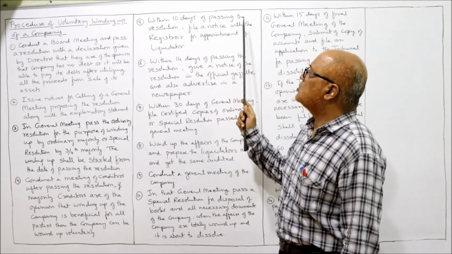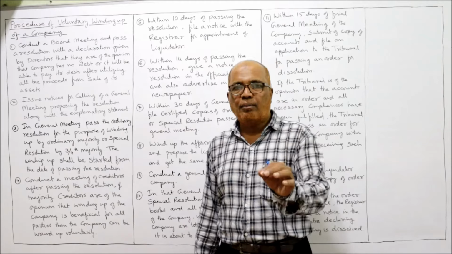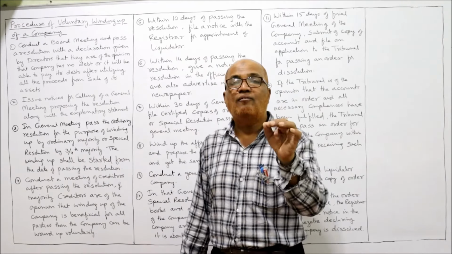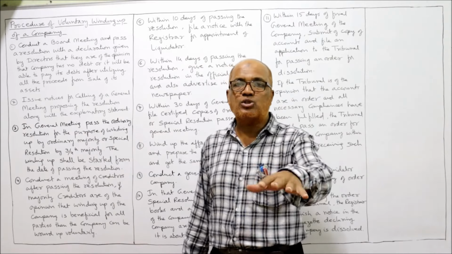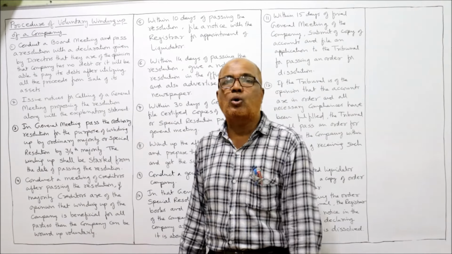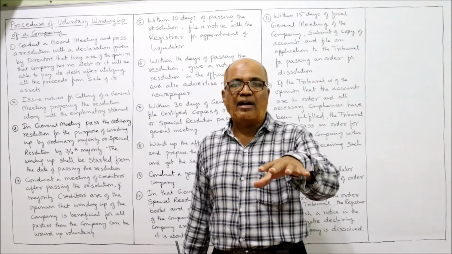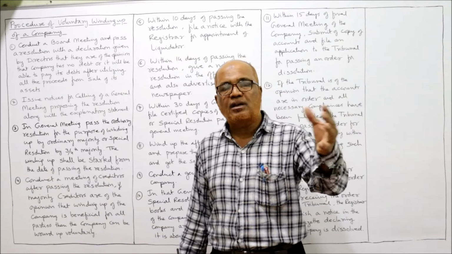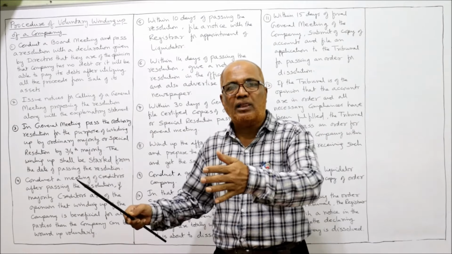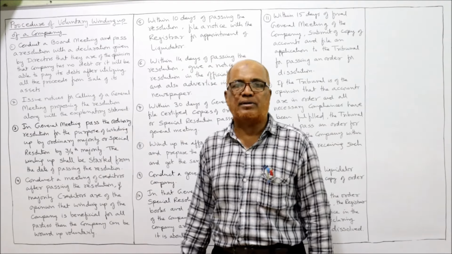Next one, within 10 days of passing the resolution, file a notice with the registrar for appointment of liquidator. Remember this. After passing this ordinary resolution or special resolution, within 10 days, the company has to apply to the registrar of companies for appointment of liquidator. The liquidator is the administrator. At the time of winding up, the person is appointed liquidator. He will take charge of the company, dispose of all the assets, pay the liabilities and settle the accounts of the members.